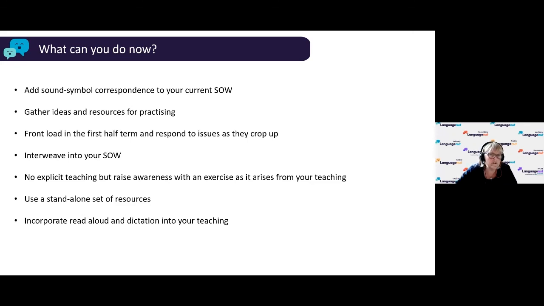So students who are in year 10 now will probably be used to that, but going forward, that's something that you really need to think about if you are going to be following the English curriculum.